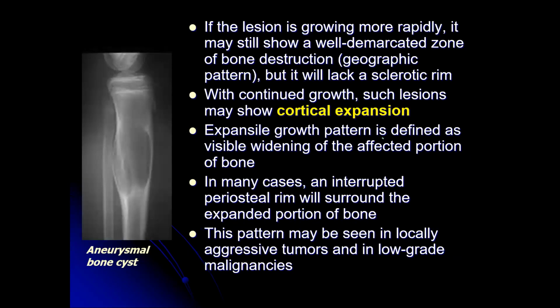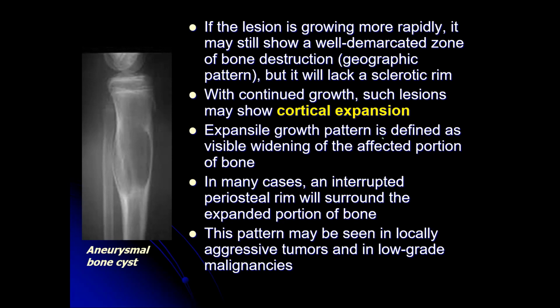If the lesion is growing more rapidly, it may still show a well-demarcated zone of bone destruction, and it still is a geographic pattern, but it will lack a sclerotic rim. Look at this tumor. The tumor is benign, but you have a clear boundary, though it is vague.